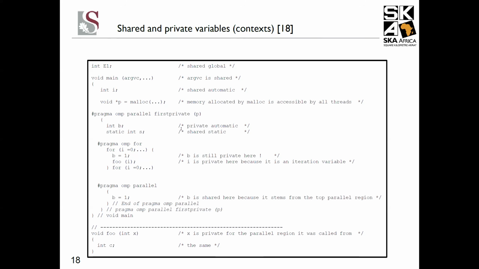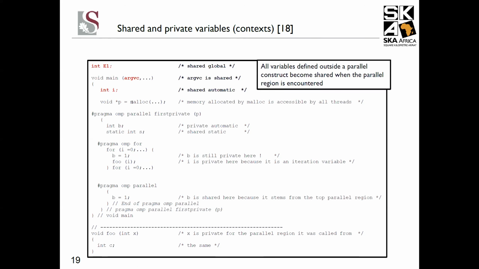This is just general code. I didn't include all the header stuff here, but I have a variable here, which is a global. Then I start my program over here, void main, with some input arguments, and I end my program over here. That's my main program. And then at the bottom, I have a function called foo. So in my main program, let's look at these variables: E1, the input arguments, and I.